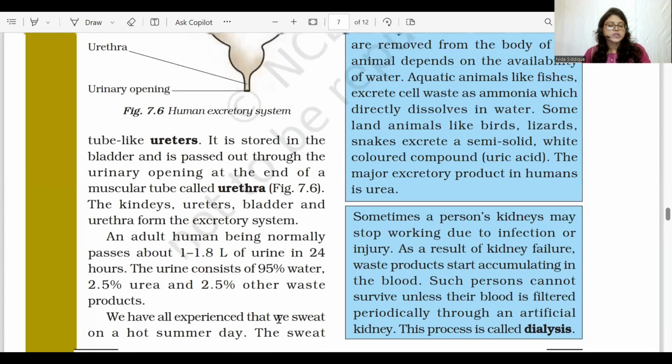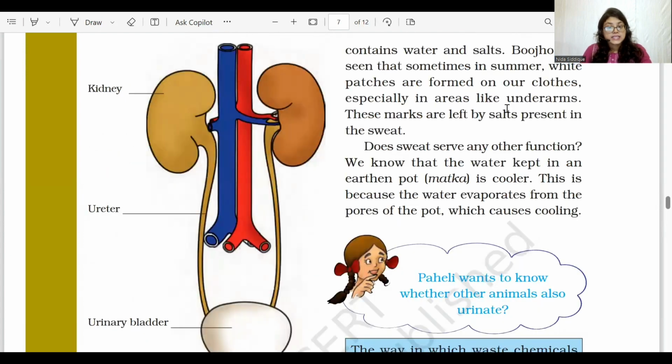You all must have experienced that we sweat on a hot summer day. The sweat consists of water and salts. So you must have seen that sometimes in summer, white patches are formed on clothes, especially in areas like underarms, because that area sweats a lot. Okay, we are sweating a lot from our underarms. And you must have observed that whenever we are wearing white clothes, it forms some yellow patches. Okay, it is because of the marks left by the salts that are present in the sweat. Okay, so this is the reason for that yellow patch.